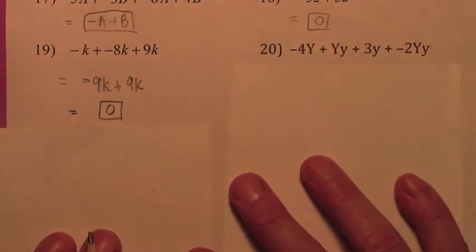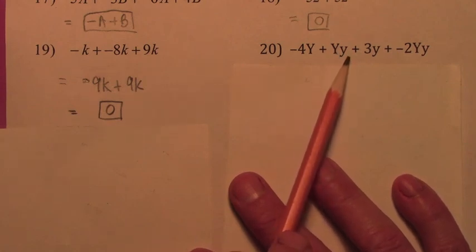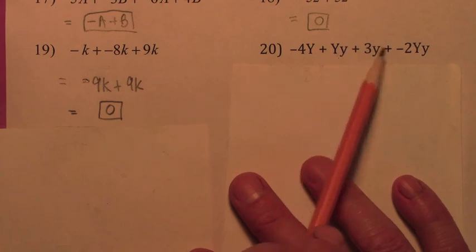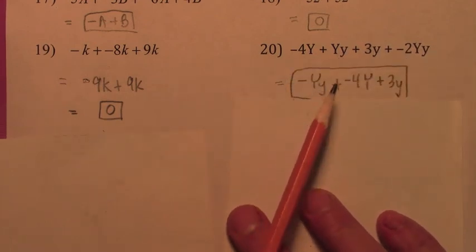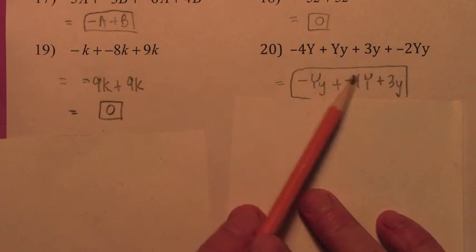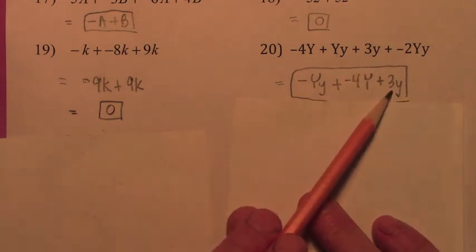Last one. You see 4 terms. Any like terms? Remember, this is 1 times big Y little y. So 1 big Y little y plus negative 2 big Y little y would be negative 1 big Y little y. And then the other 2 terms are not like terms because they're different cases, right? This is negative 4 big Y plus 3 little y, and that's your final answer.